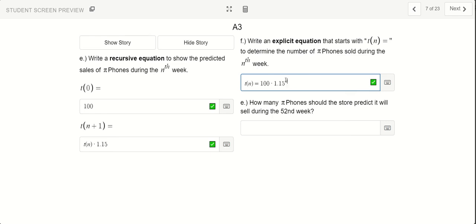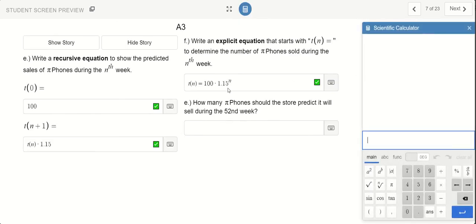So if I plug in 1, it will show me how much I have for 1 week. If I plug in 2, plug in 3, depending on what I plug in, it should tell me what the answer is going to be. So let's test it out right here. How many Pi phones should I sell during the 52nd week? If I copy and paste and plug 52 weeks into my direct equation, it says I should sell about this many phones.